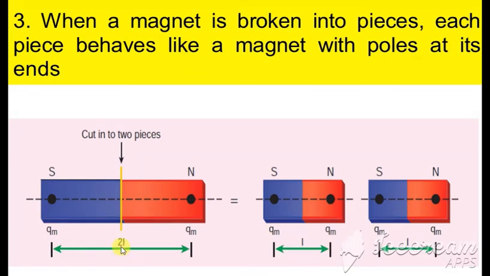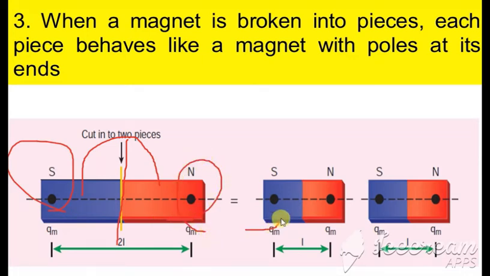The third one is, this is a magnet. When this magnet is broken into pieces like this, this behaves as two magnets. So two magnets will act. This is a south pole and this is a north pole. Where it is cut, this becomes a north pole, and here again this becomes a south pole.